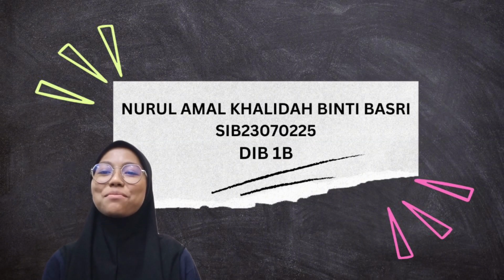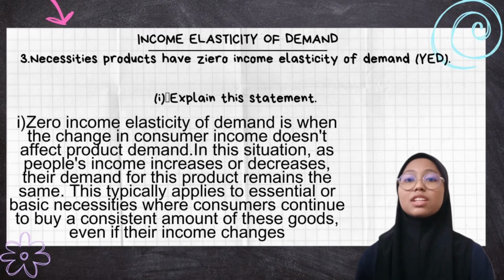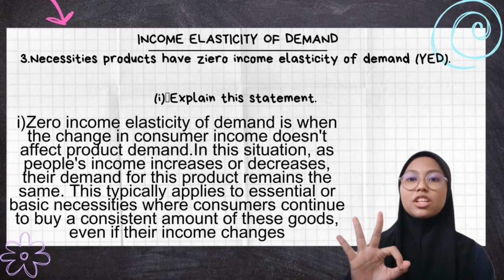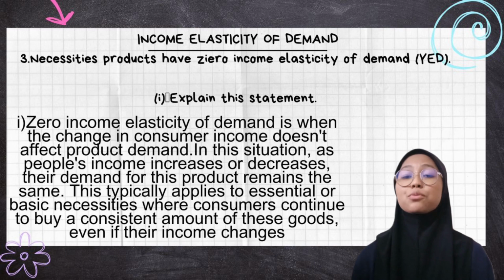Assalamualaikum and hi. My name is Khalidah binti Basri from class DIB 1B. So today I'm going to talk about income elasticity of demand. For question number 3, the first question is, necessity products have zero income elasticity of demand. Explain this statement. So this is my explanation for this question.